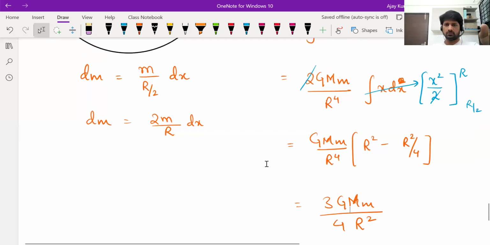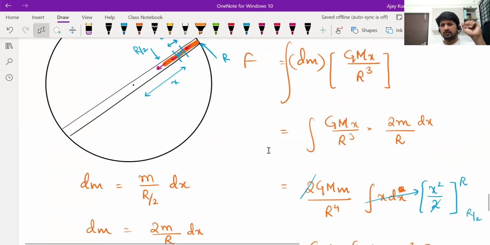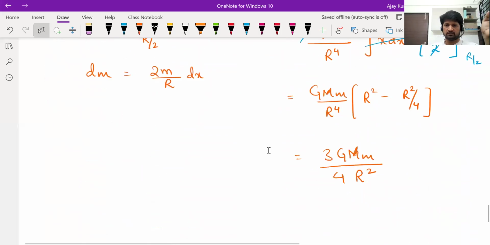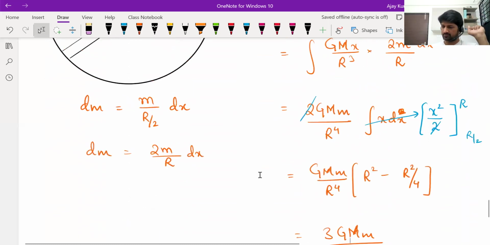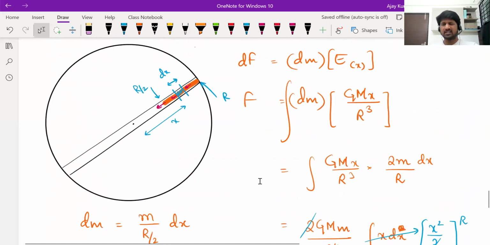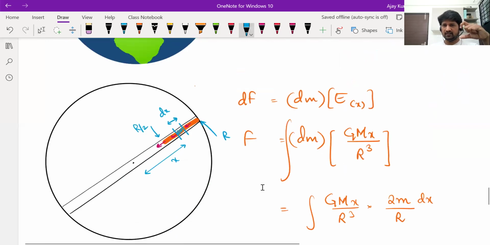This is one way to solve it, by integrating. Of course, this is the best way to solve it. Best means mathematically, the most appropriate way to solve it, I would say. But if you are very comfortable with mathematics, you can think of other ideas also like this. Listen, the chain is completely inside the solid sphere.